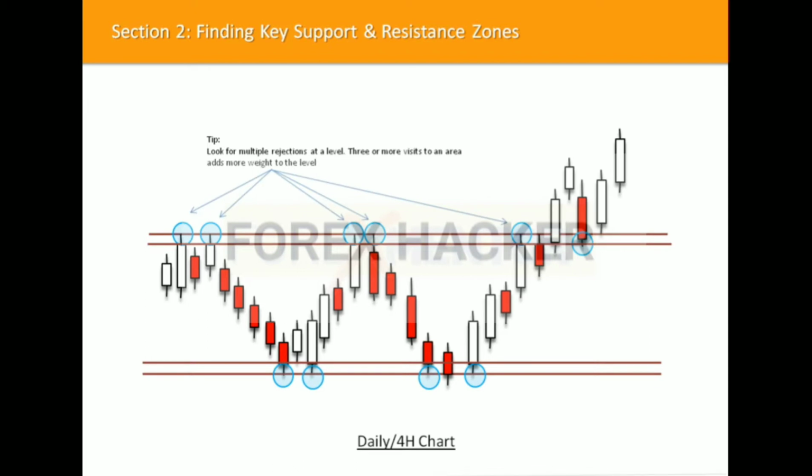So we're looking for multiple rejections at a level. Three or more visits to an area adds more weight to the level. We also want to watch the candle wicks and how price leaves an area.